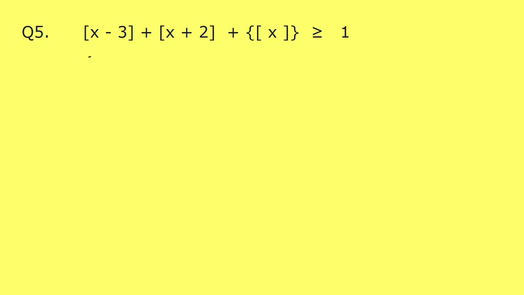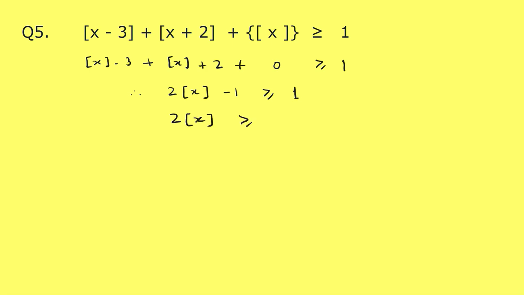Here we can see the first two terms can be split into discrete terms, and the third one becomes 0, being the fractional part of a greatest integer. So your equation becomes 2 times greatest integer x minus 1 is greater than or equal to 1. So 2 times greatest integer x is greater than or equal to 2, or greatest integer x is greater than or equal to 1. Hence x belongs to the closed interval 1 to infinity. So that is the answer to this question.